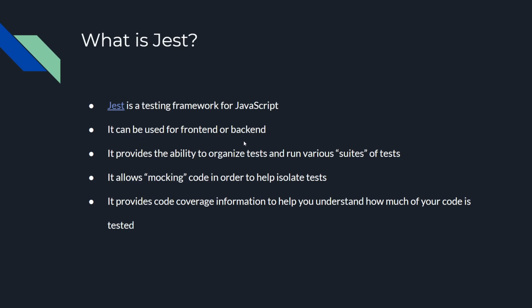And it can be used for front end or back end. It's very flexible. It allows you to organize tests in many different ways. It allows all sorts of branching and nesting and all these kinds of things. So if you have a really complicated application, your test structure can match your application structure. It allows you to mock code. For example, if your test needs to call out to an external system, you can mock the calls to that external system for unit testing, like we discussed previously. And it provides code coverage information, so you can see how much of your application is well tested.